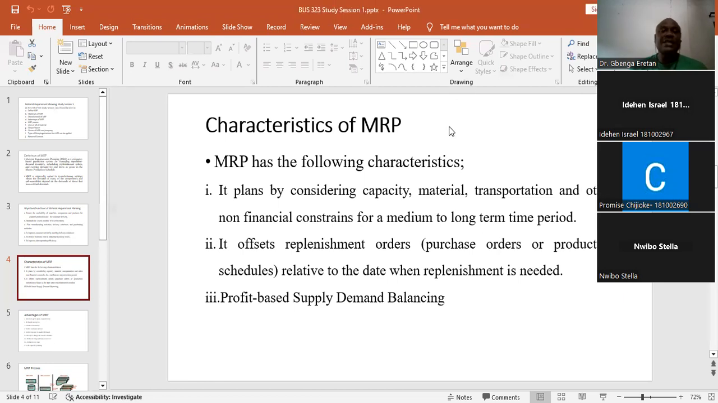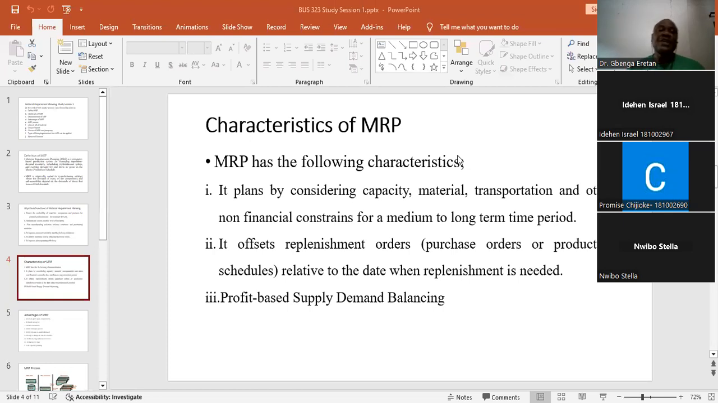We said number 1, it helps to plan. It plans by considering capacity, material, transportation, and other non-financial constraints for a medium to long time period. That is one of the characteristics that material requirement planning helps us to do. Because it helps you to plan the materials that are required to carry out productive activities. It takes into cognizance the capacity of the warehouse, the materials that are needed, and the transportation of the material from the point where they are needed to the factory. It could be used to plan both the medium and the long term in productive activities.